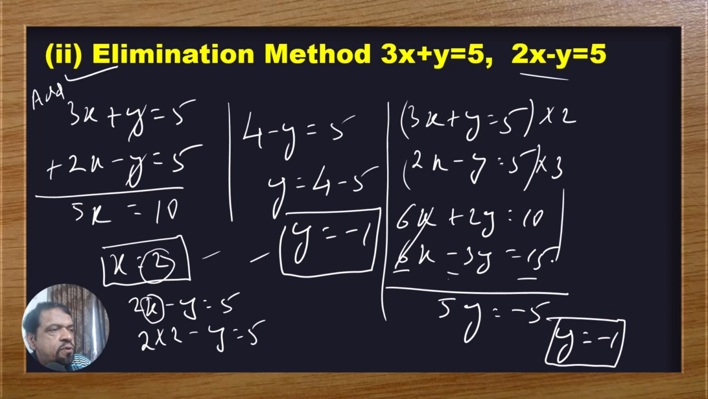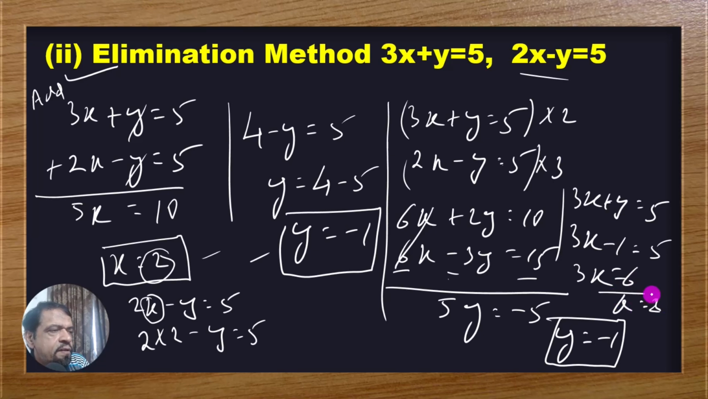Now we can choose any of the equations and put the value of y here. Suppose we are taking the first one, 3x plus y is equal to 5. So 3x, in place of y I am keeping minus 1, is equal to 5. 3x is equal to, this will be shifted here, 6. So x is equal to 2. The same answer. So we explored here the elimination method. Whichever is convenient to you, you can equate the coefficients of either x or y.